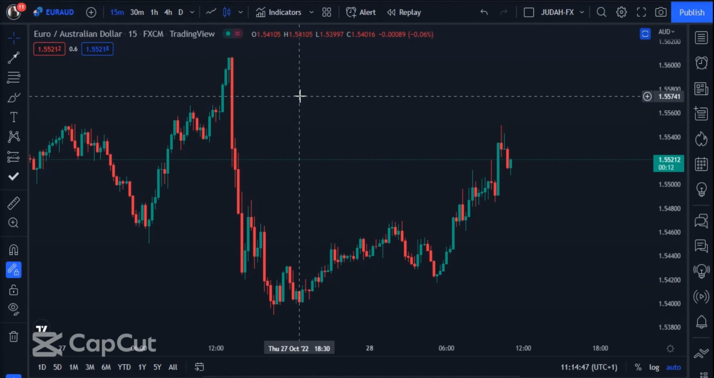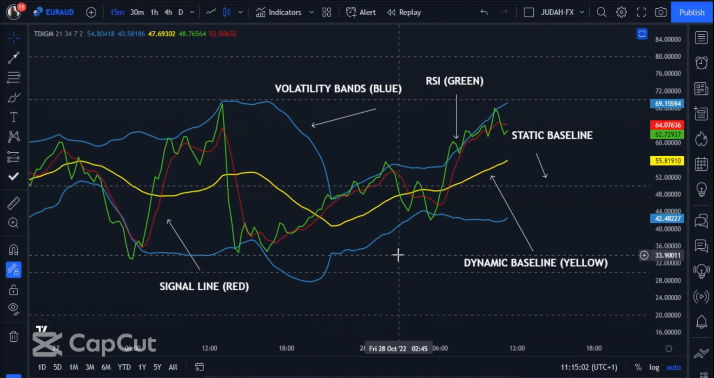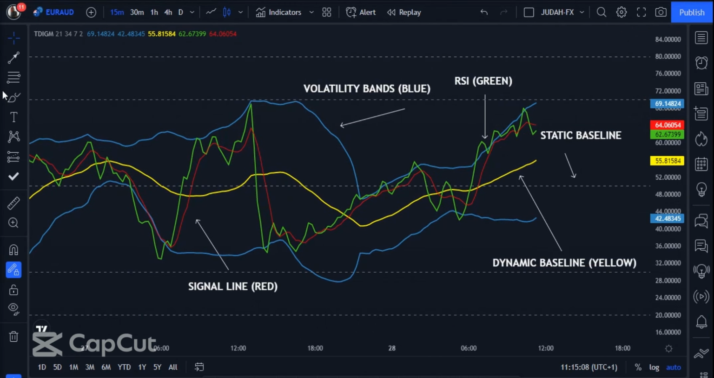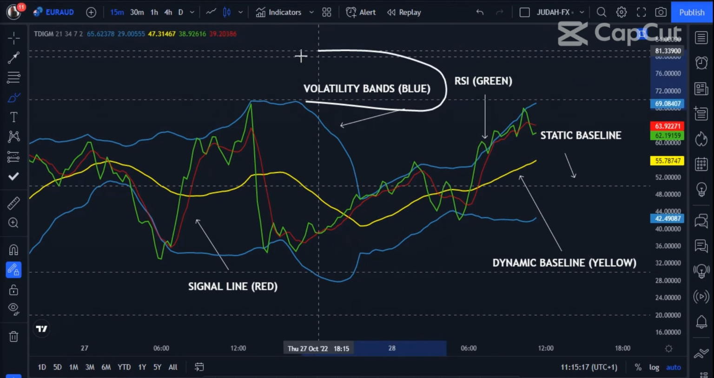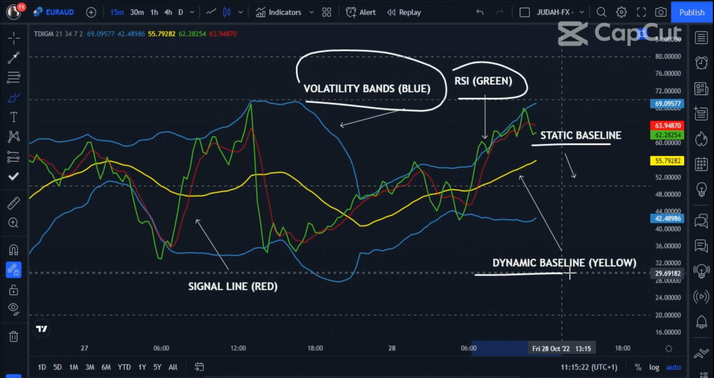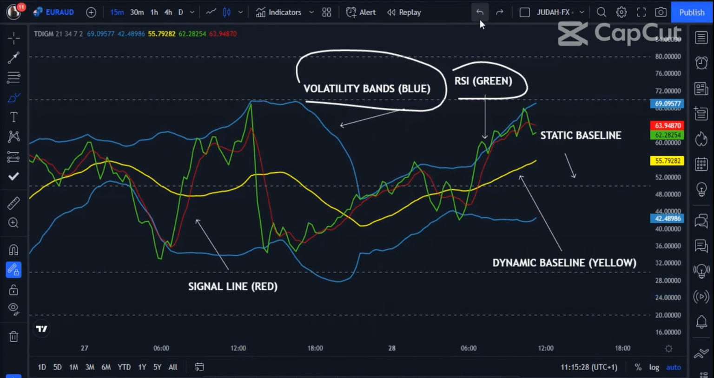In order to know how to trade with the indicator, I think it's very important for you to know the components that make up the indicator, so when I'm explaining the terms, you guys can understand. So let me just show you what the indicator does and how it works. The indicator is a combination of different indicators all together into one package. So we have the volatility bands, we have the RSI, we have a static baseline, a dynamic baseline, and a signal line. Those are the 5 components that make up this indicator.